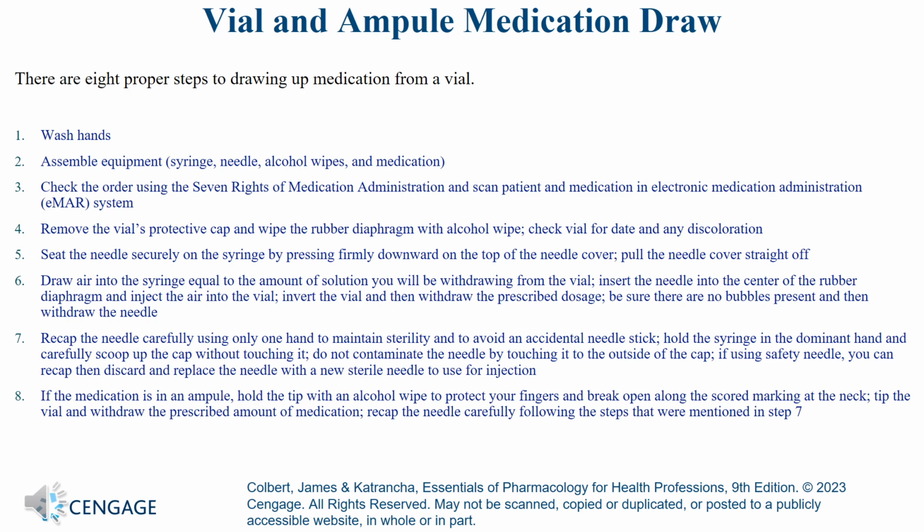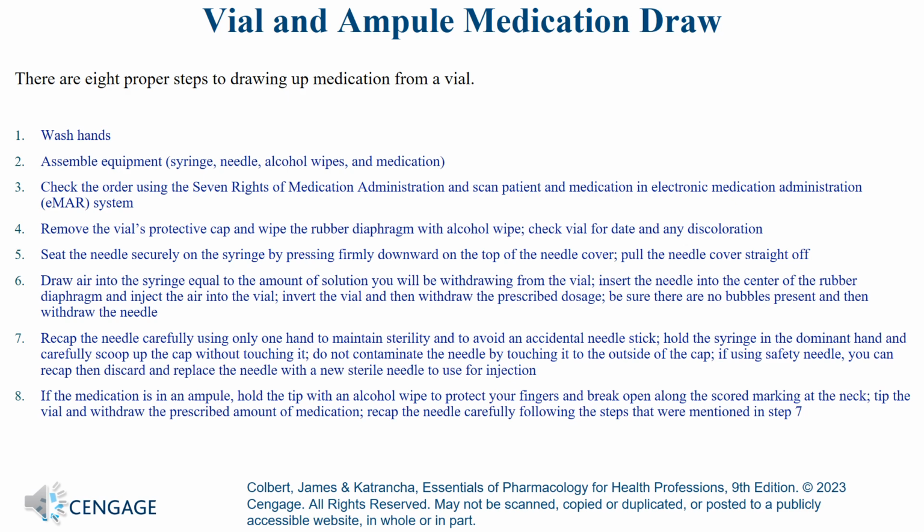You want to always check the order using the 7 rights of medication administration and scan the patient and medication in electronic medication administration, which is your BCMA system. You remove the vial's protective cap and wipe the rubber diaphragm with an alcohol wipe. Check the vial for date and any discoloration.